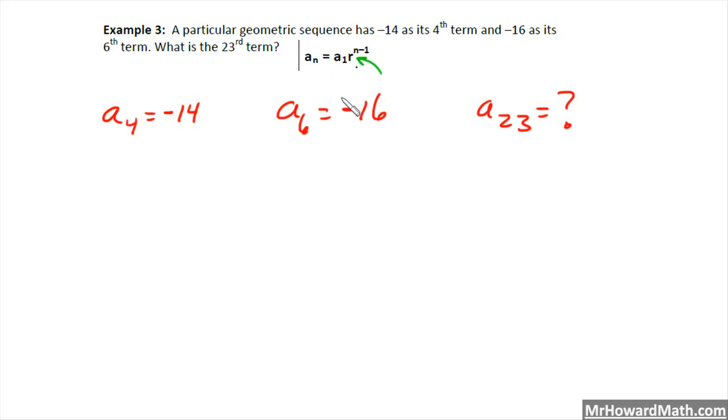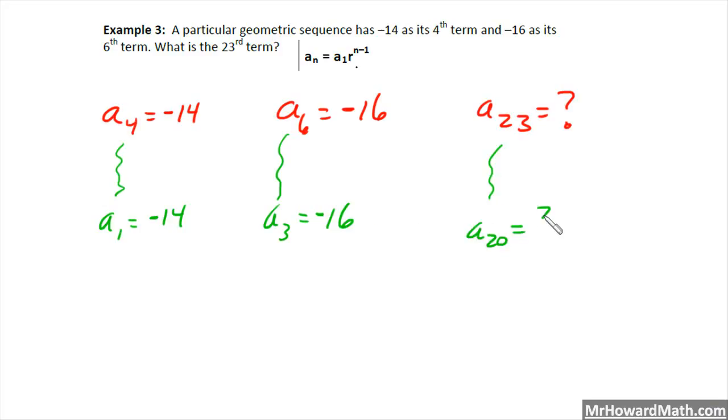Just like when we worked with arithmetic sequences, in this case we're going to need to make an adjustment. So the a sub 4 term becomes our adjusted first term. I just subtract 3 from that index value of 4 to get the 1 here. So I need to subtract 3 from the others. So a sub 6 becomes a sub 3, and the adjusted a sub 23 would be a sub 20. So with that information we can find r.